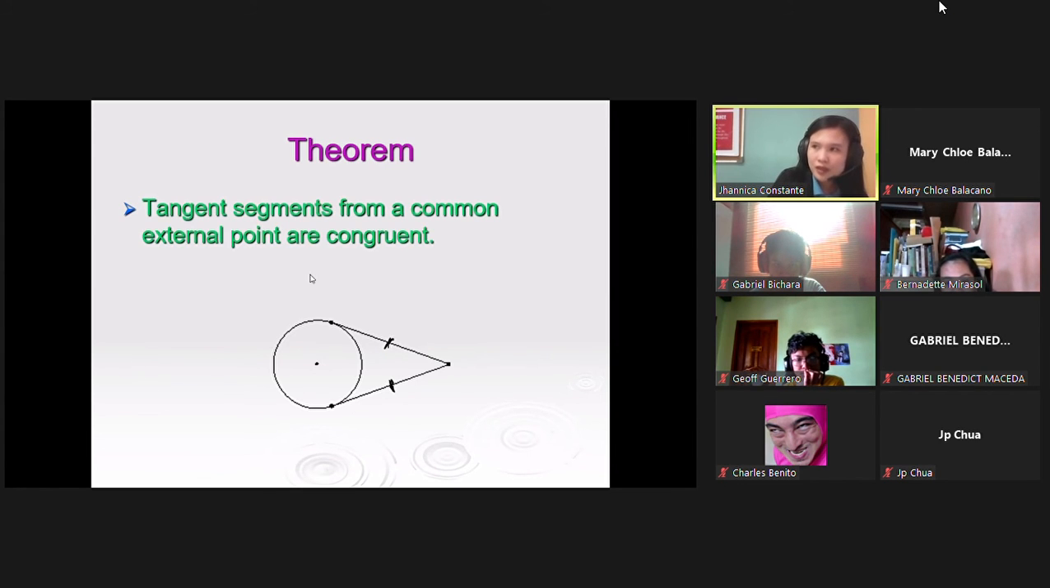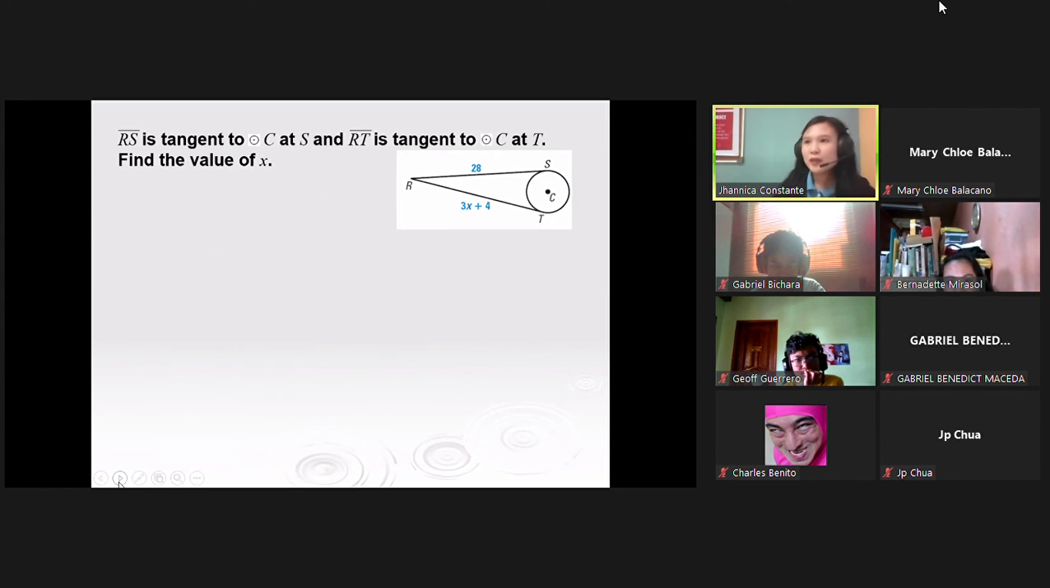we have this circle with tangent lines RS and RT. For example, RS is a tangent to circle C at S and RT is a tangent to circle C at T. Find the value of x.